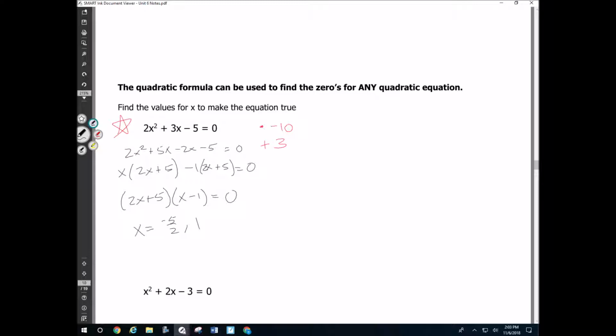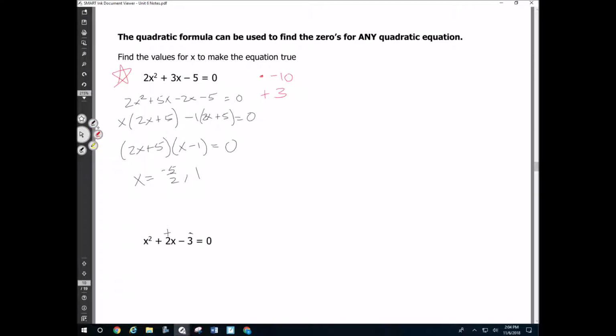X squared plus 2x minus 3. Is it just x squared? No. Could we factor this? So there are two values that multiply to get negative 3 and add to get 2. Yeah, so I would factor that. X plus 3, x minus 1, I get negative 3 and 1. Easy. Let's keep going. Next page.